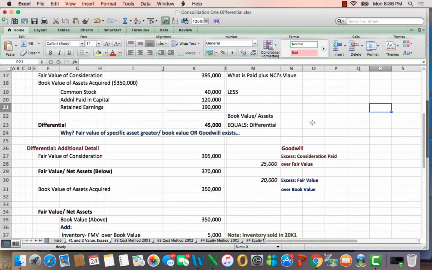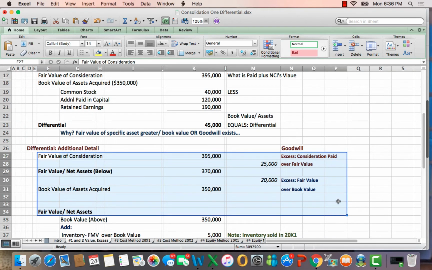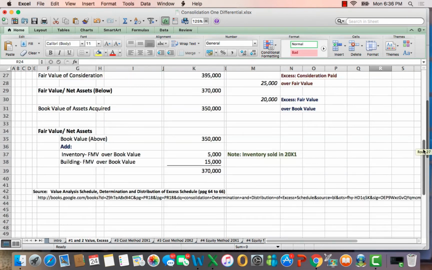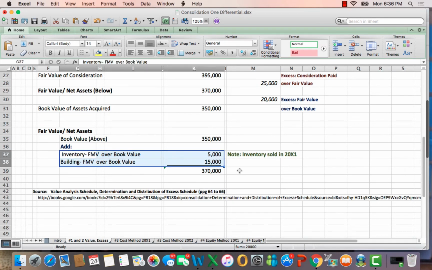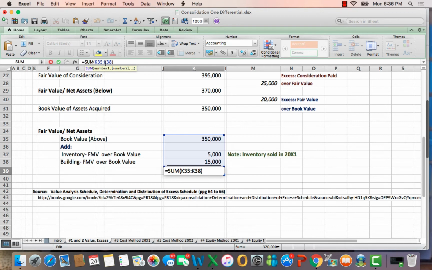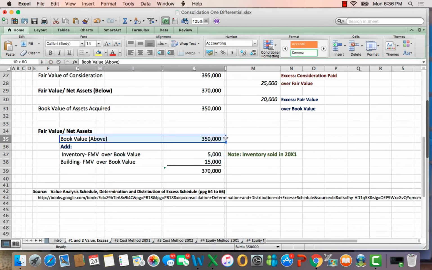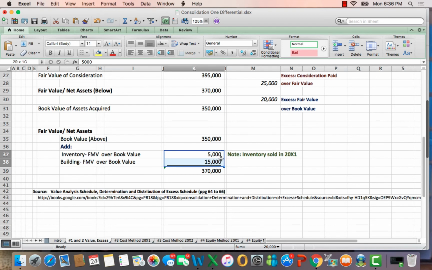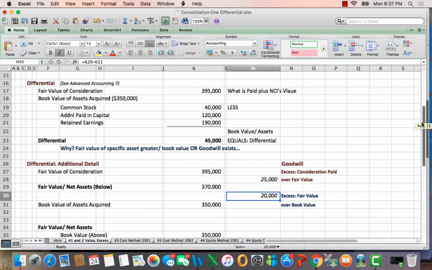So the way I keep this straight is to set up something like this. Okay? If you slide down to the bottom of the page, we're going to assume that there were two assets, inventory and buildings, that had fair market value above net assets totaling $20,000. Okay? So that the fair value of the assets is $370, the book value is only $350. So that $20,000 difference is stated up here. Here's fair market value of the assets, here is book value, the difference is $20,000. That is part of our differential.